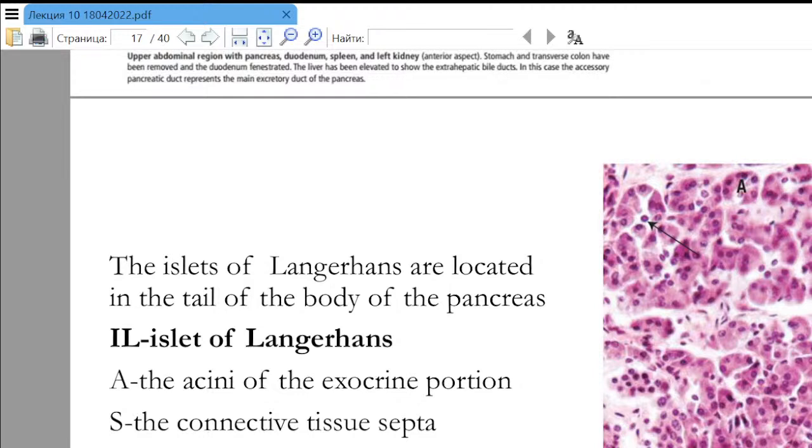The acini of the exocrine portion synthesize the enzymes, and they are separated by connective tissue septa. In the connective tissue septa are located blood vessels, lymphatic vessels, and nerves.